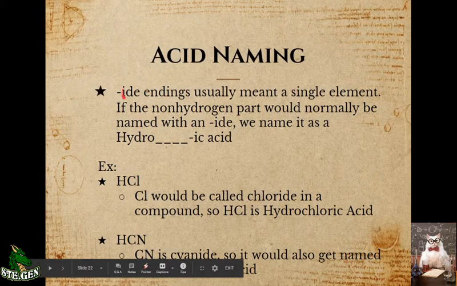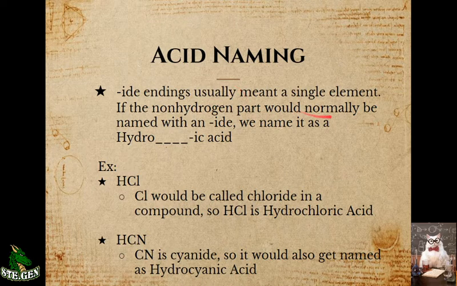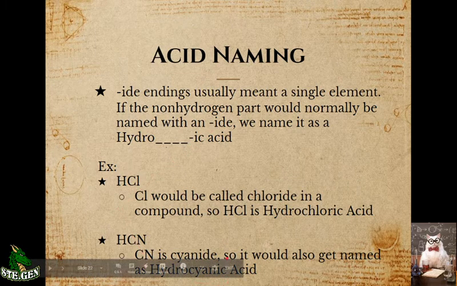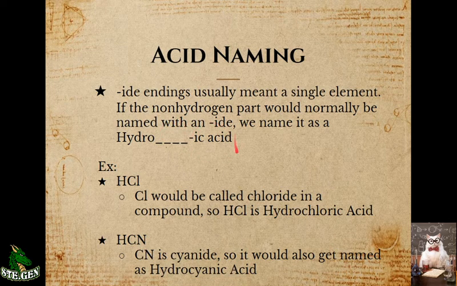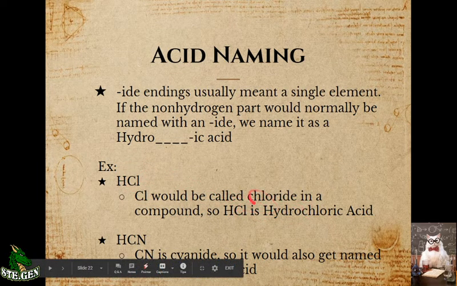So first, ide endings usually meant a single element. If the non-hydrogen part would normally be named with an ide, so if it was chlorine, we would have called that chloride. If it was bromine, we would have called that bromide. Nitrogen, we'd call that nitride. But there are a couple polyatomics, like the example down here, CN would be cyanide. We would call the acid associated with it hydroblankic acid, and in that blank we would insert what the element is. So for HCl, Cl would be called chloride, and so we would take that chlor part, get rid of the ide ending, and shove it into this part of the name right here.